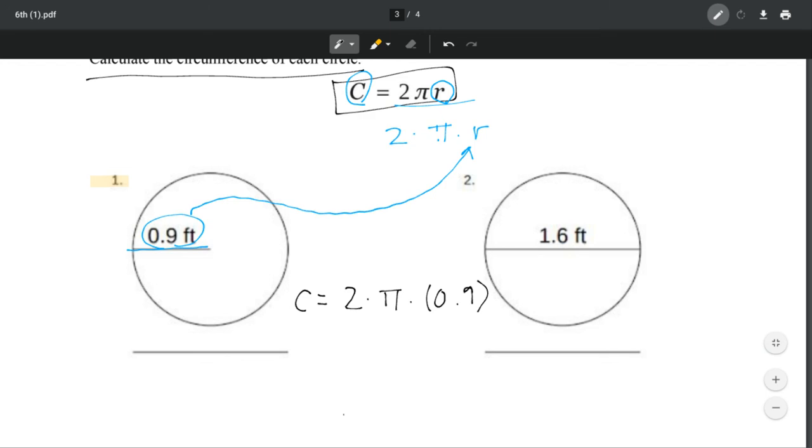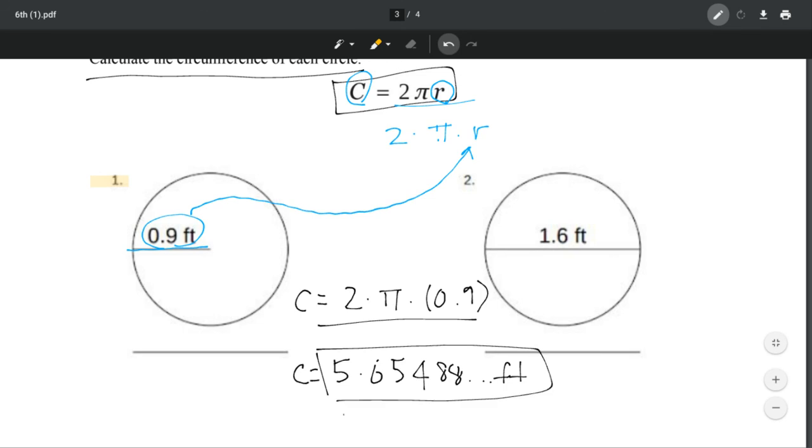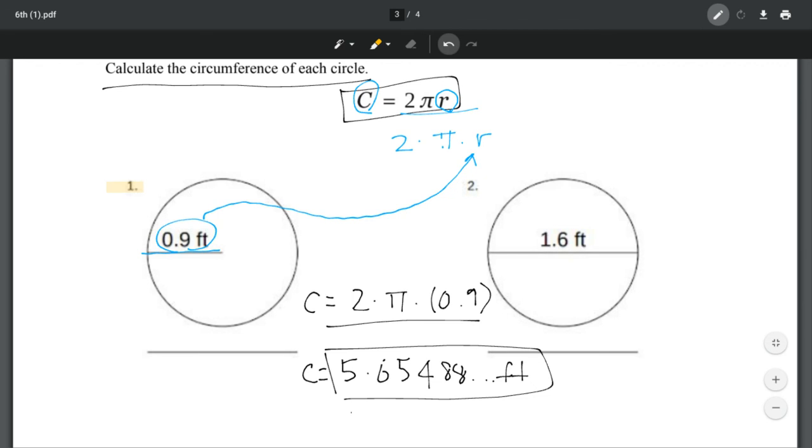Okay, so go ahead and plug this into your calculator. And if you plug it in and calculate, you get the circumference equals 5.6548 something feet. Okay, so there's our answer for the first one. And let's go ahead and solve the second one also.